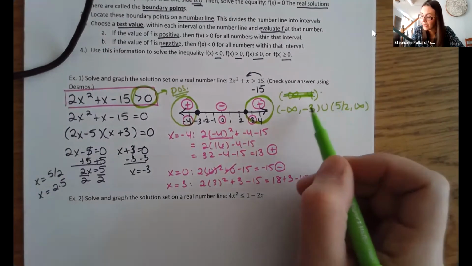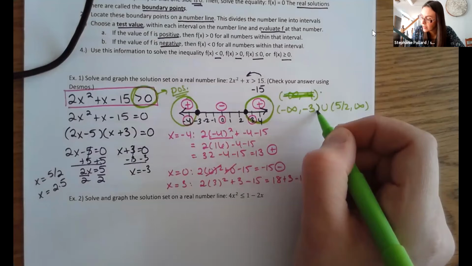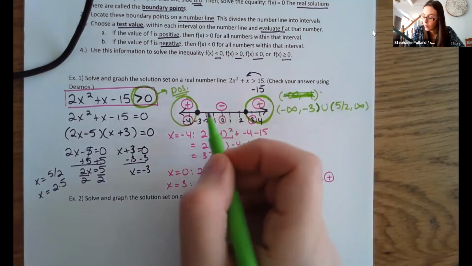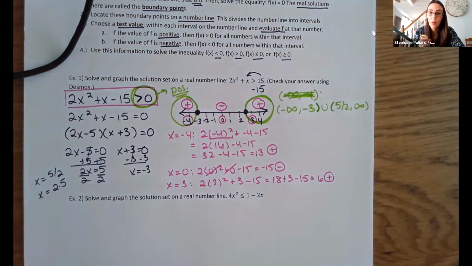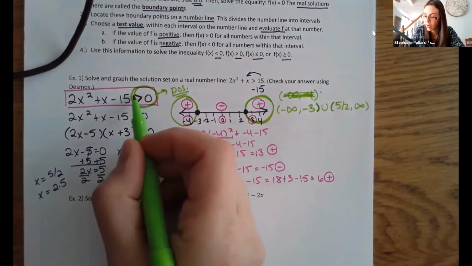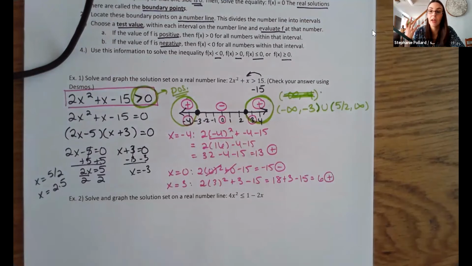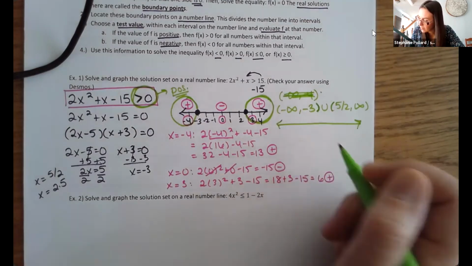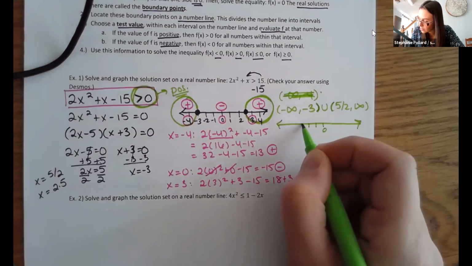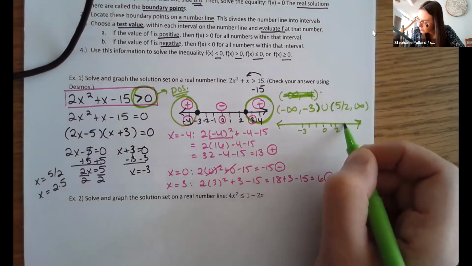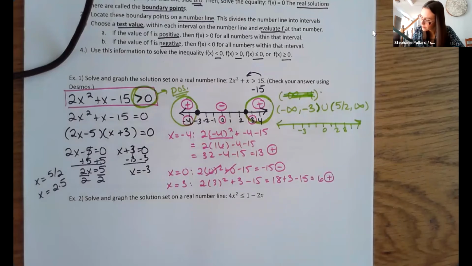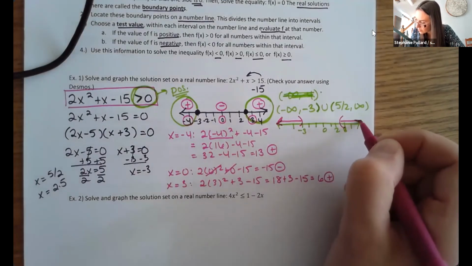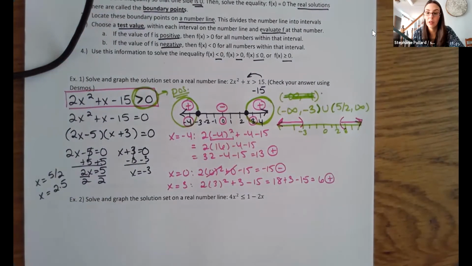So this is going to be our answer. Now I am using parentheses on my endpoints because this is strict greater than. Your boundary points are where you are equal to 0, so you want to be careful about the problem. If you have strict greater than or less than for polynomials, then you're using parentheses on those boundary points. And again, if you want to draw in that number line solution here, you would go from here to here, and then from here to here. So that would be your answer, just graphically on a real number line.